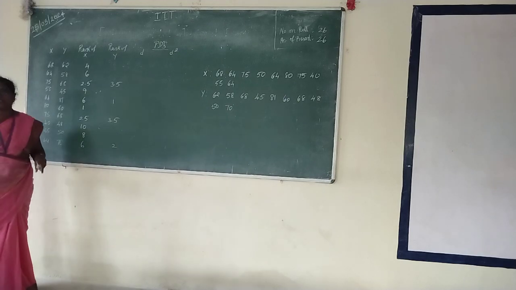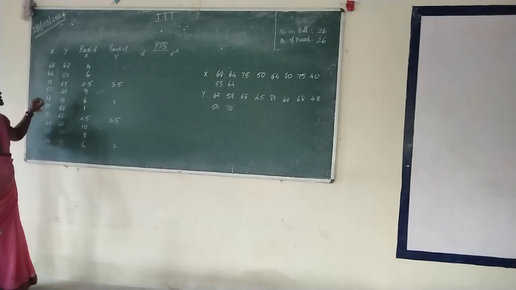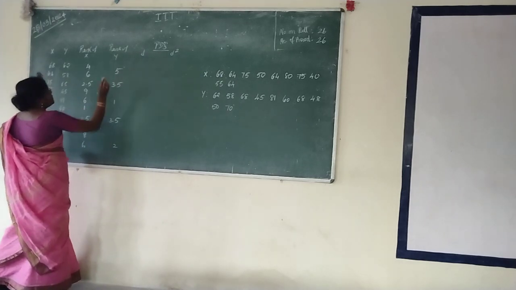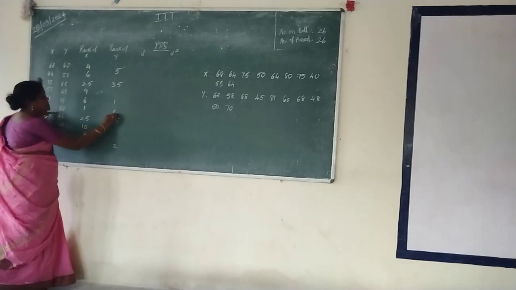3 and 4 is shared. So next rank should be 5. Which value will be given 5? 58, 60, 62. Next one, no? 60. Only one sum. So 6th rank.